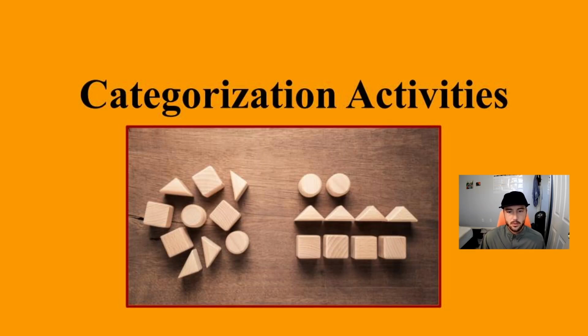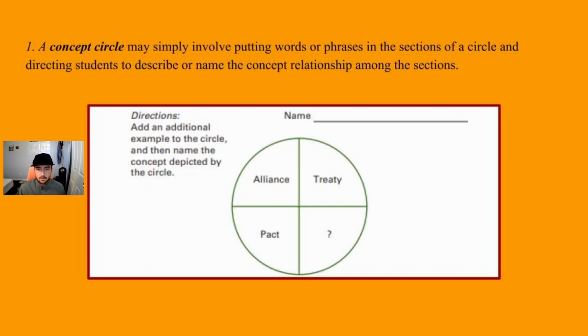Other ways this reinforcement can be driven home is through categorization activities. The book provides us with 3. The first being a concept circle. Concept circle may simply involve putting words or phrases in the sections of the circle and directing students to describe or name the concept relationship among these sections. Another thing that you can do here is leave one of the sections of the circle blank so that the students can fill it out with their own word to help it fit in. It gives them a little more of a challenge. So this one, alliance, treaty, pact. One that you could put in the 4th one conceivably would be truce, and then the name, like a collaborative agreement amongst people, something along those lines.